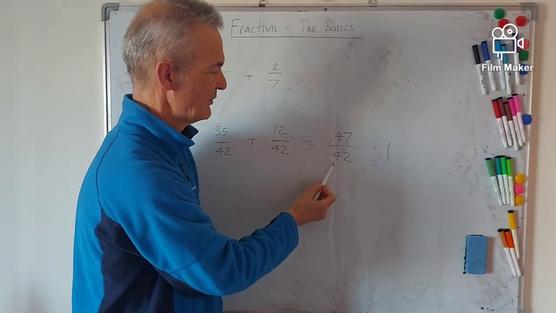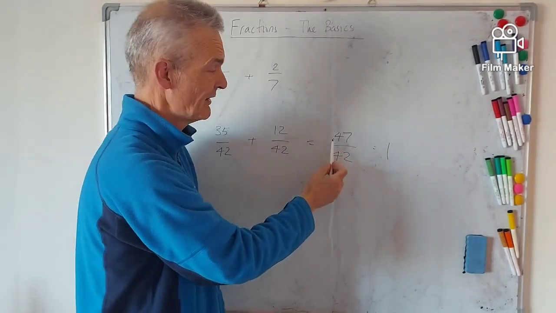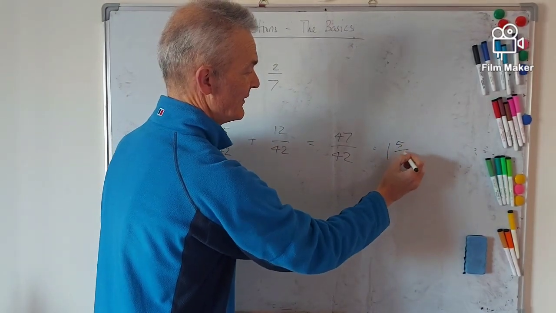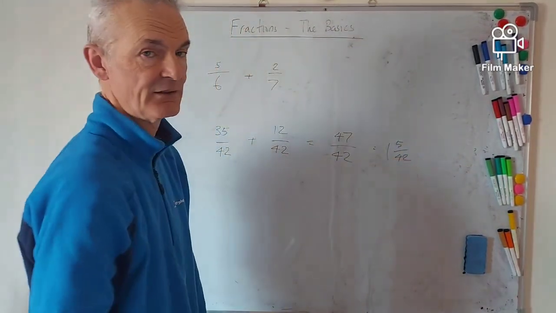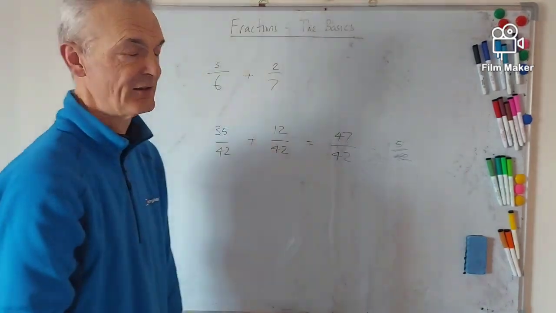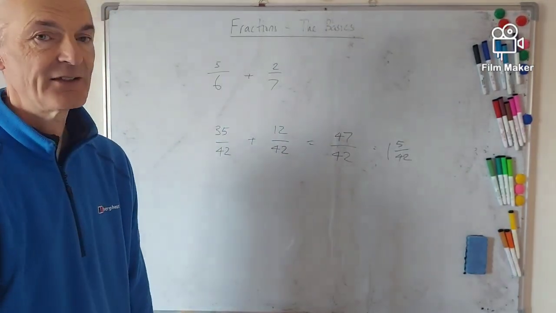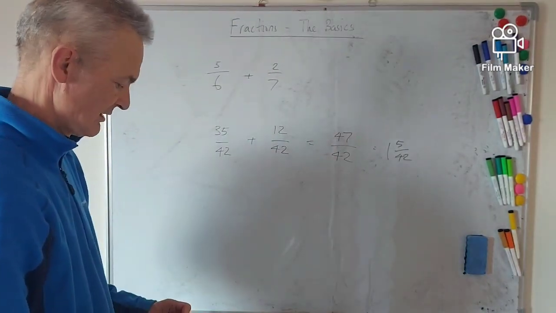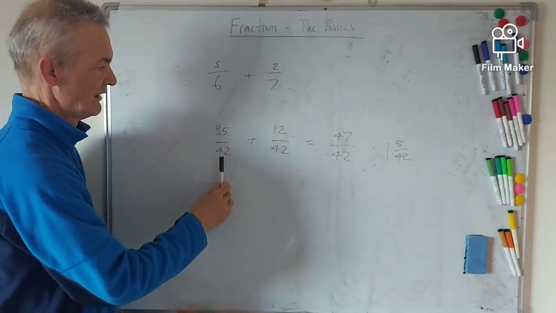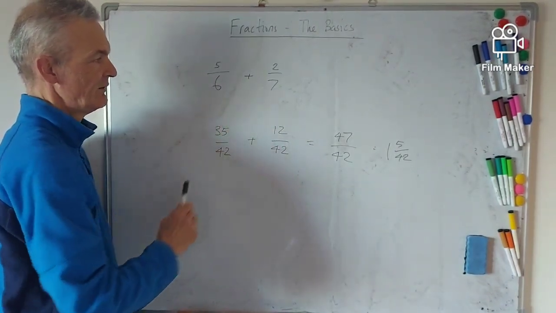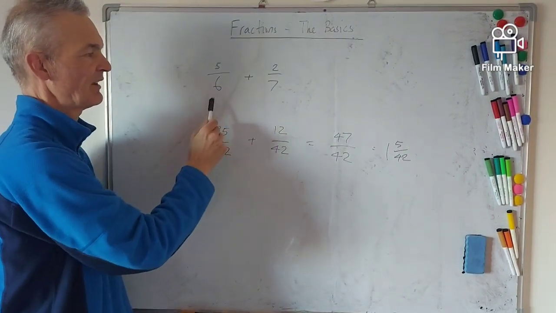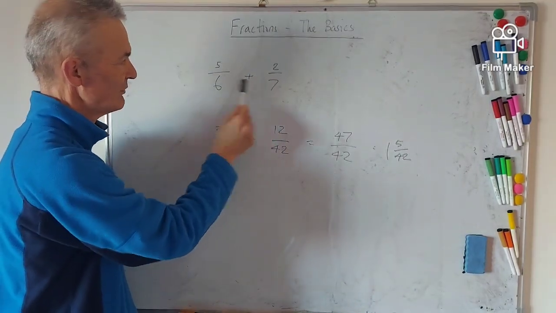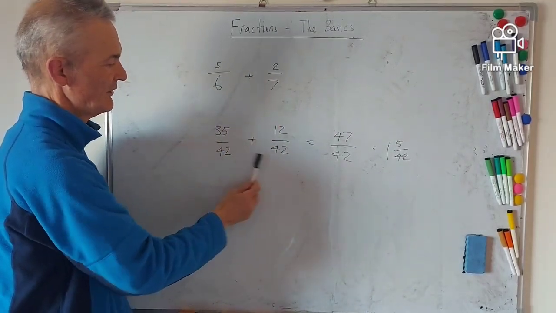And 42 goes in once, and that's 42. And there's another 5 left to get up to 47. So we're going to be left with 5 and 42 underneath. 42 is going to stay as the denominator. So we've converted that into a mixed number, which is what we need to do to complete this question. So you can see that if you can't easily upscale one of these two numbers, you have to change both of them. So I've rewritten these two fractions over 42.